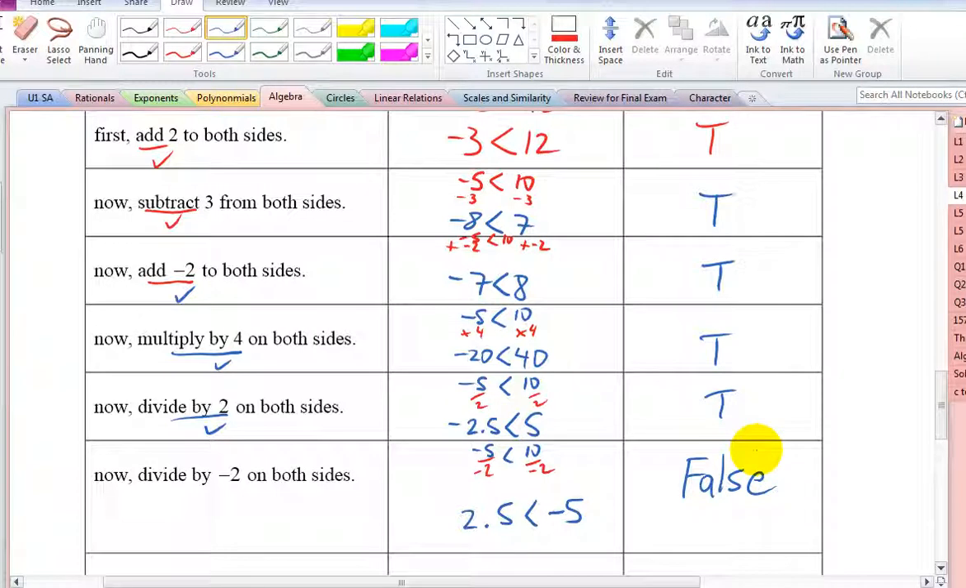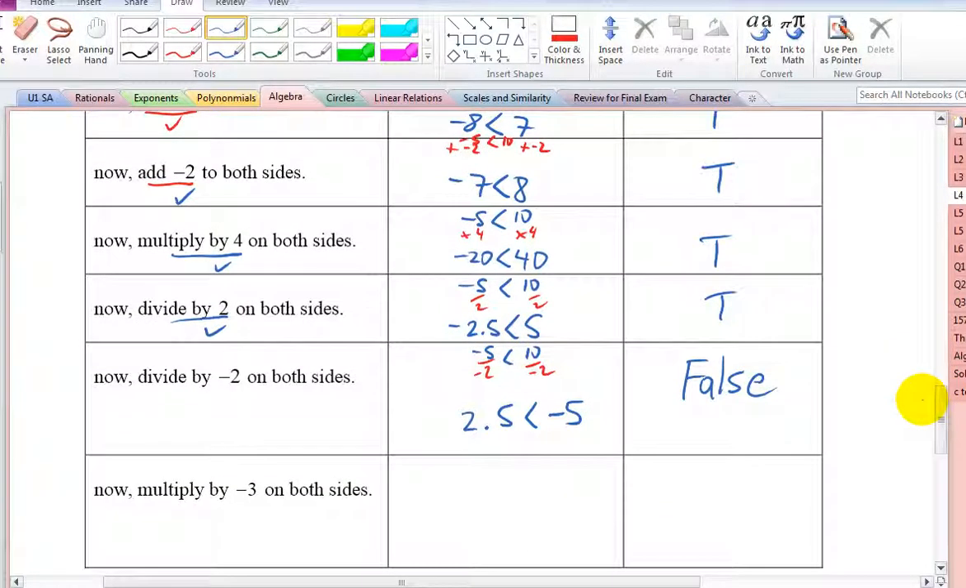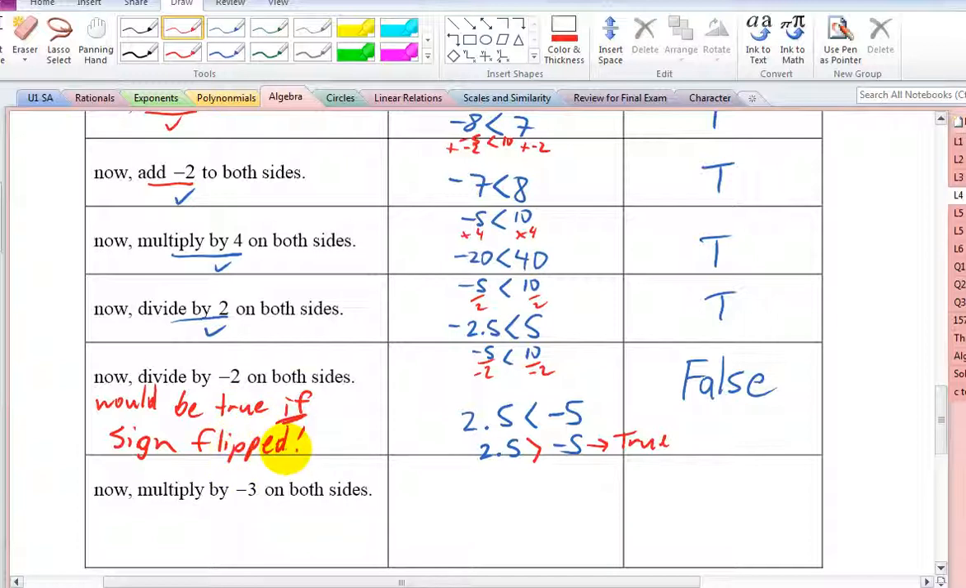What would make it true? If the number stayed the same, what would make a true statement? Yep. If 5 wasn't negative? No, the number stayed the same. So we still have 2.5. We still have negative 5. But if we did this, then this would be true. So what would make it true would be if the sign flipped. Okay? So dividing by a negative is kind of special. We're going to have to flip our sign.